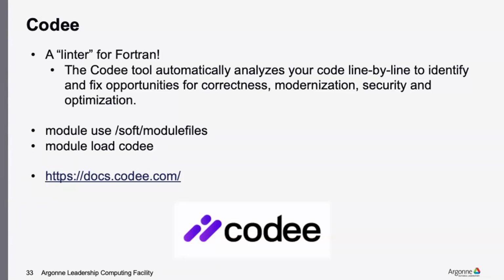There are some auto-correcting features, but often it's still just useful to have a list of things to look at and possibly fix in the future. It's available with module use of the soft module files, then module load cody. There are quick starts in the docs, code.cody.com. And we've worked with this company before, so if you have a Fortran code, it's possibly worth trying, and let us know if you have any issues.